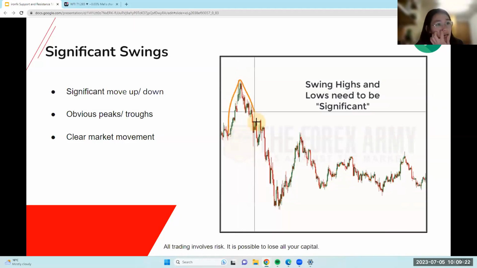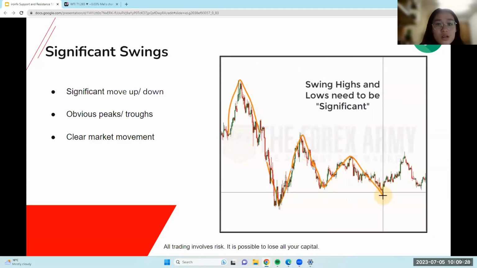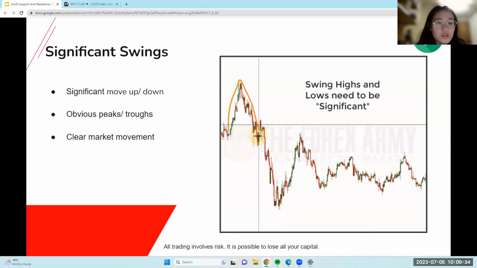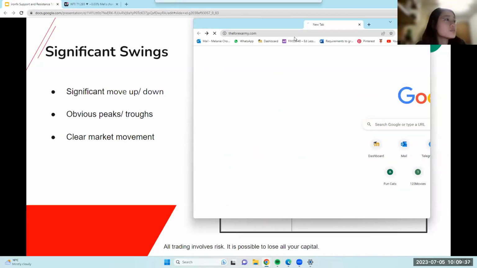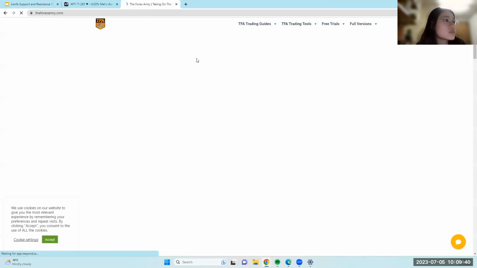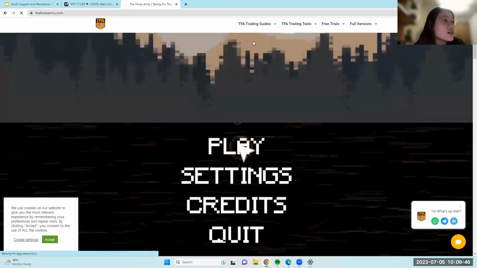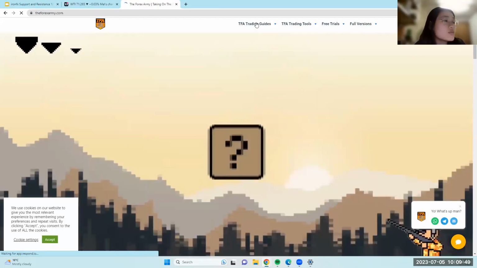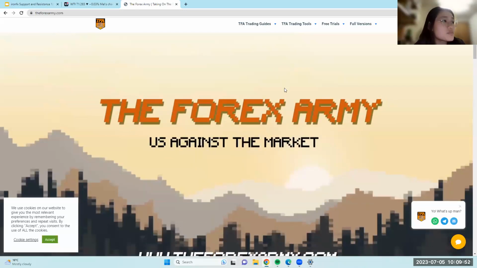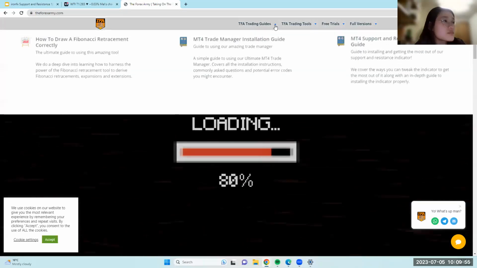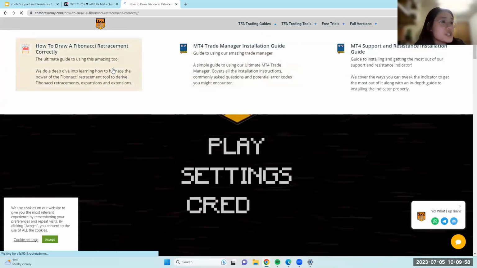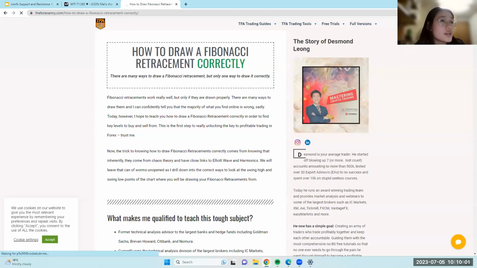I'll maybe show you guys where we've taken all of these GIFs from and a couple more that you will see in the coming slides. If you go online and search up forexarmy.com, it'll bring you to this page. On this website, you can get a couple of trading guides. Here, how to draw a Fibonacci retracement correctly, as well as support and resistance guidelines.